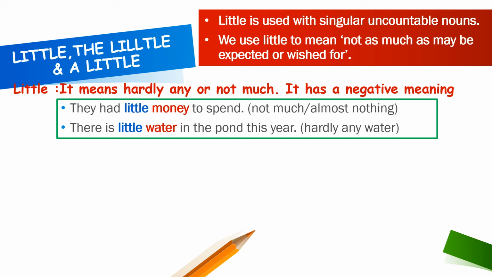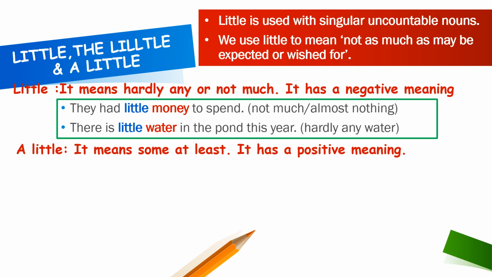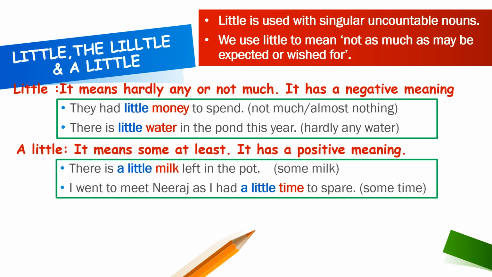There is little water in the pond this year. There's hardly any water in the pond. Next, we have a little. It means some at least. It has a positive meaning. There is a little milk left in the pot. That means there's still some milk in the container. I went to meet Neeraj as I had a little time to spare. That means I had a little bit of time, so I went to meet my friend Neeraj.